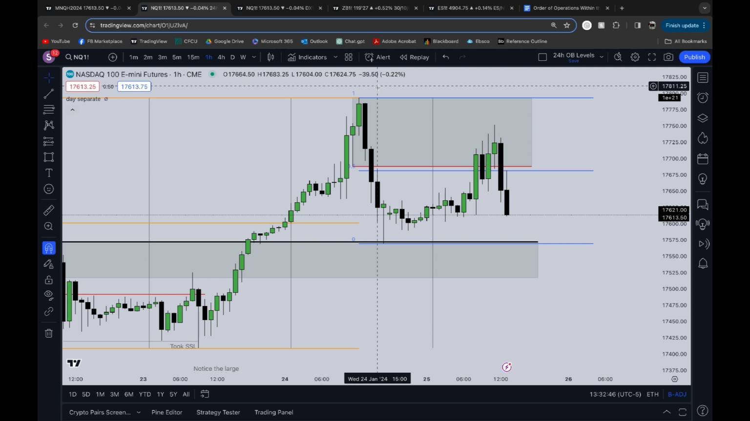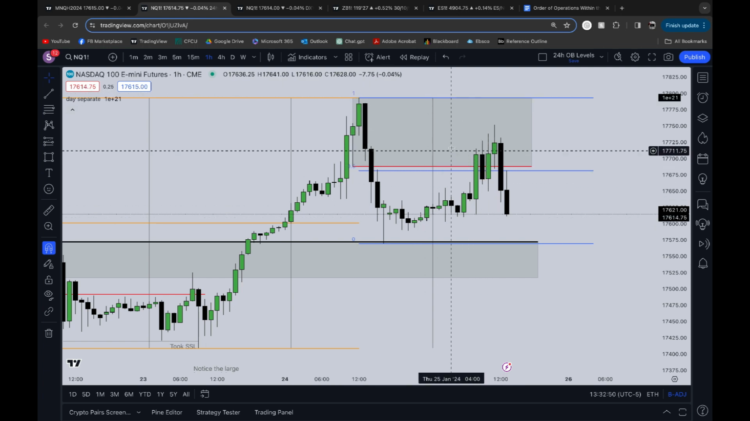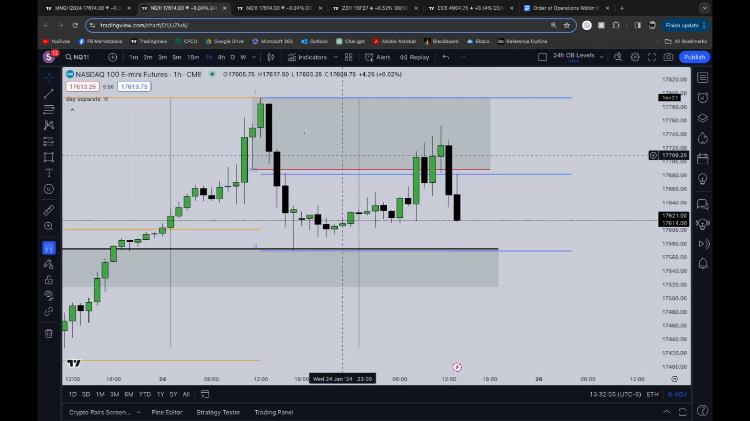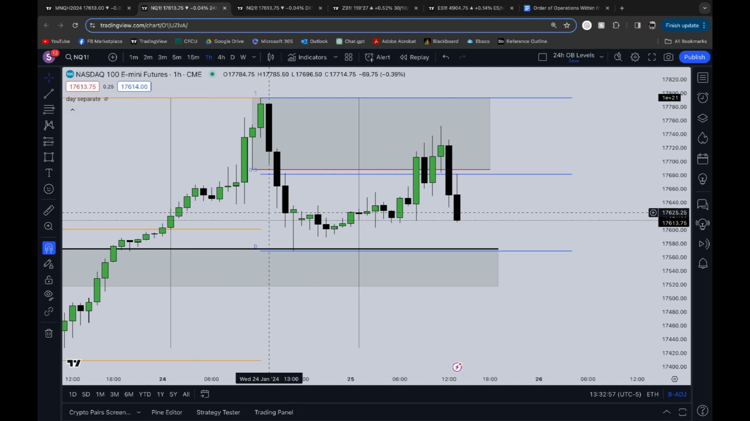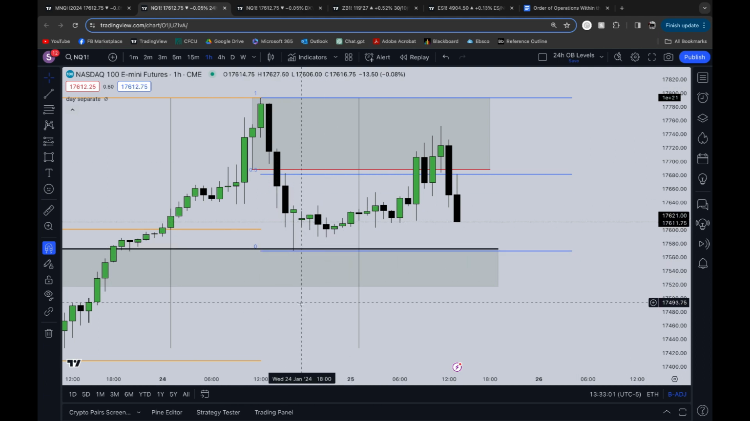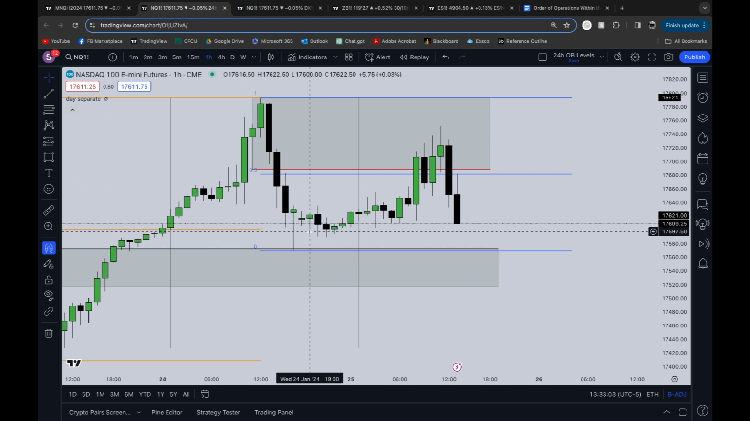In the premium of this range. We're in the premium of this range, trading within a bearish order block. Look at the institutional order flow. This is a 1 hour chart. From this bullish order block, when price entered here, watch the institutional order flow.